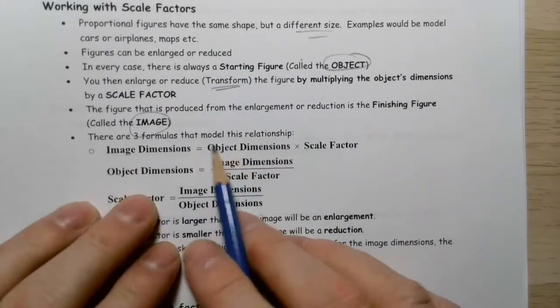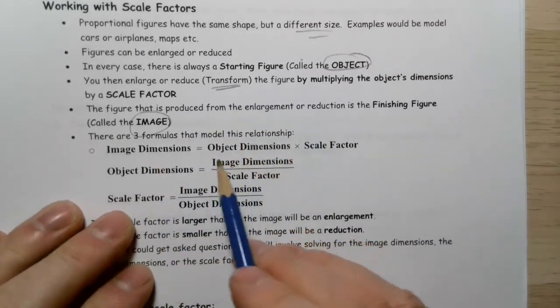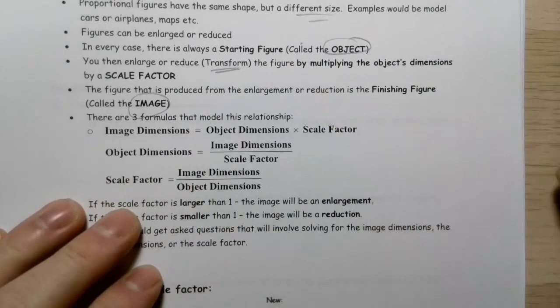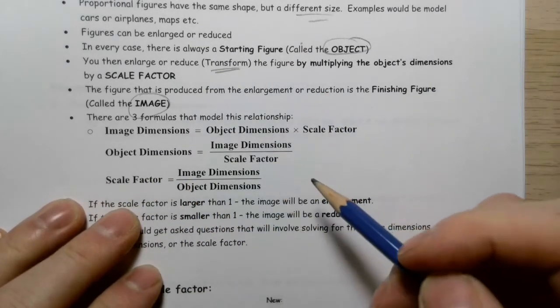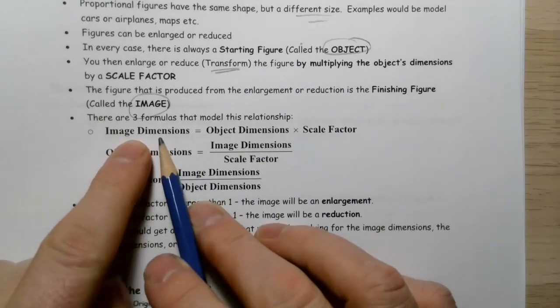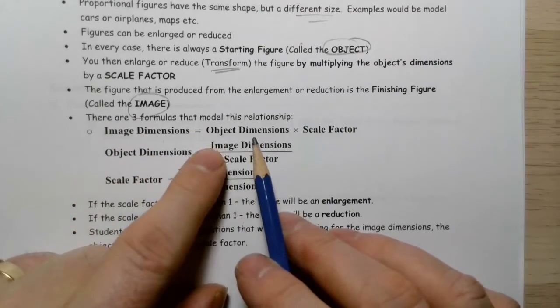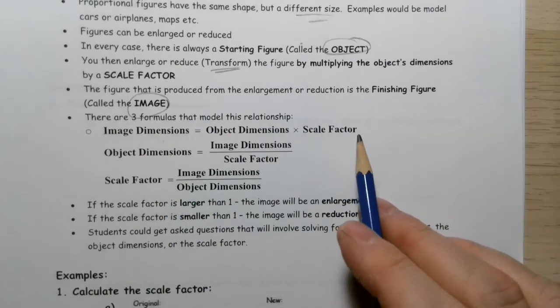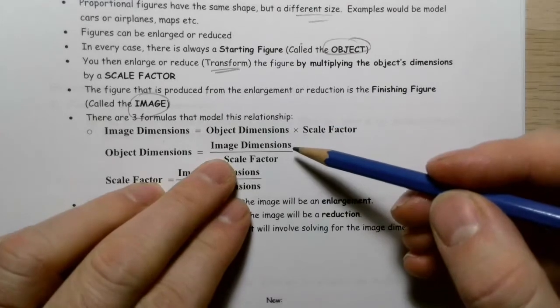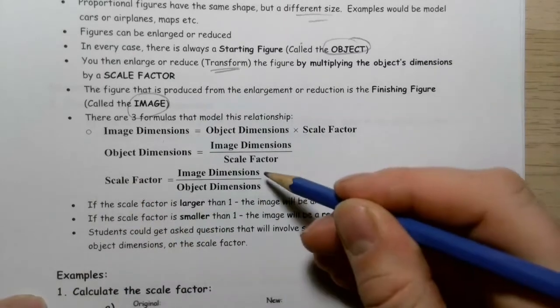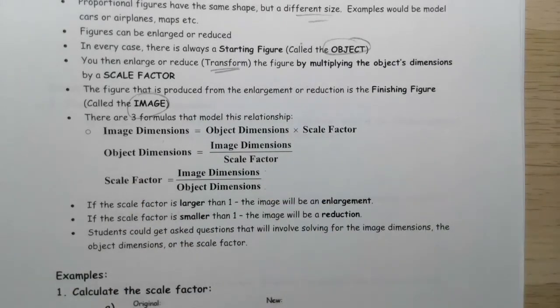And so here we go. There are three formulas that model this relationship. Image dimensions: you take the object dimensions and multiply by the scale factor. Object dimensions: you take the image dimensions and divide by the scale factor. So it depends on which direction you're going. If you know the original and you want the image's dimensions, then you multiply by the scale factor. If you've got the image's dimensions and you want the object's dimensions, the original, you divide by that scale factor. And to get the scale factor, it's simply the image dimensions divided by the object dimensions.